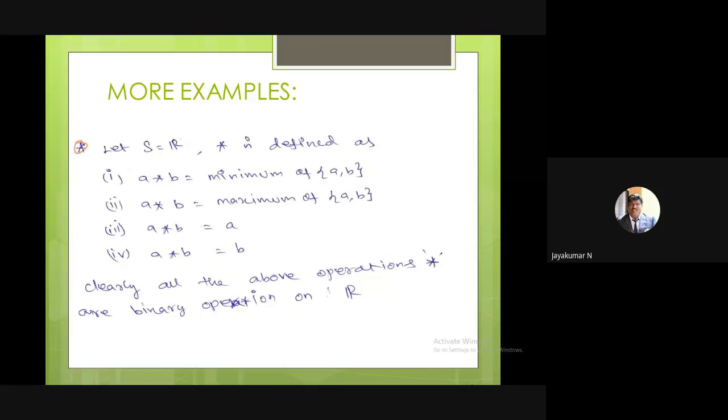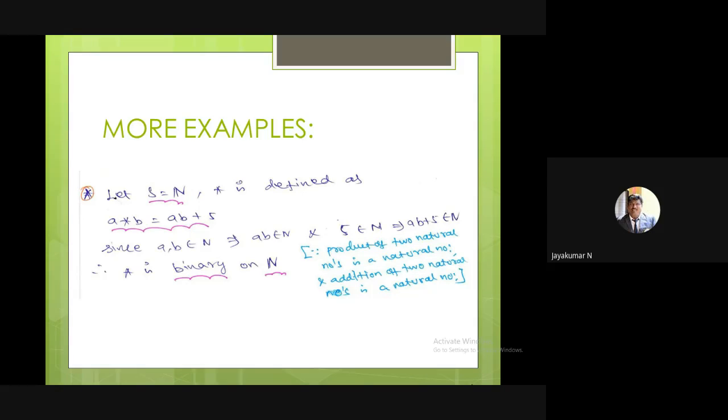Now, the voice is audible. Okay, thank you, thank you. So, in the slide itself, I already gave the answer. Clearly, all the above operations are binary. Even though many people didn't reply, I called some names. Okay, no problem. All four operations are binary. Good. Then we deal with some more examples.